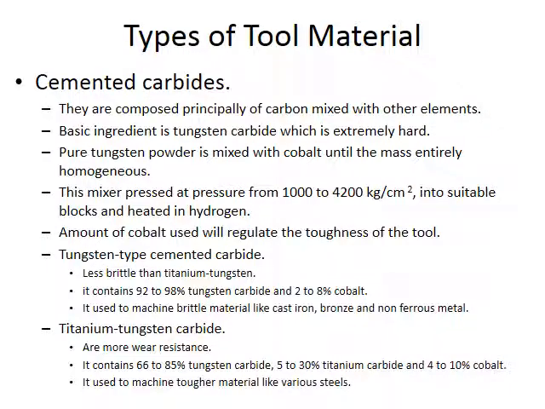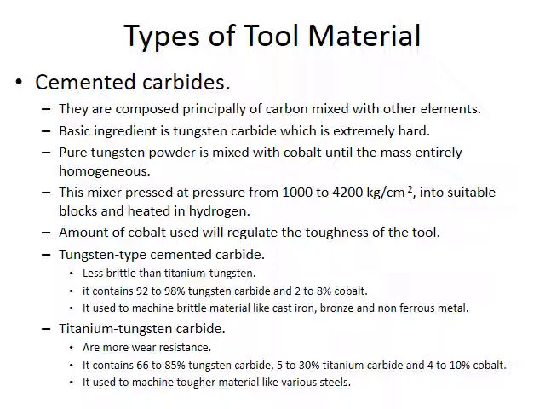Next is the cemented carbide tool. Next material. They are composed principally of carbon mixed with other elements. The basic ingredient is tungsten carbide, which is extremely hard. Pure tungsten powder is mixed with cobalt until the mass is entirely homogeneous. The next important point is this mixture is pressed at a pressure of 1000 to 4200 kg per square centimeter into a suitable block and heated in a molybdenum hydrogen atmosphere. The amount of cobalt will regulate the toughness of the tool.